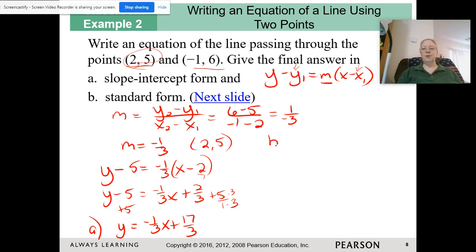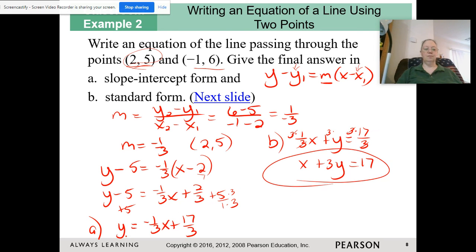And then for part B, I need to get the x and the y on the same side. So I'm going to add 1/3 x to both sides. My x has to be positive, which it is, and no fractions or decimals. So I have a denominator of 3. So least common multiple is 3. Cancel. And I have x plus 3y is equal to 17. And there we go.